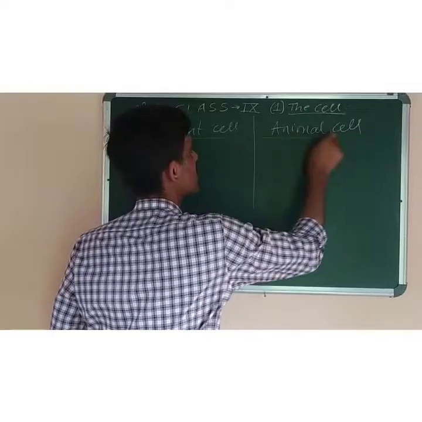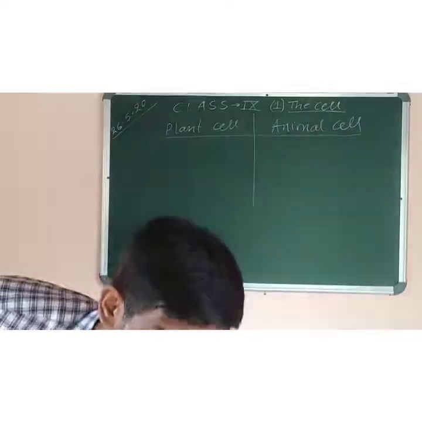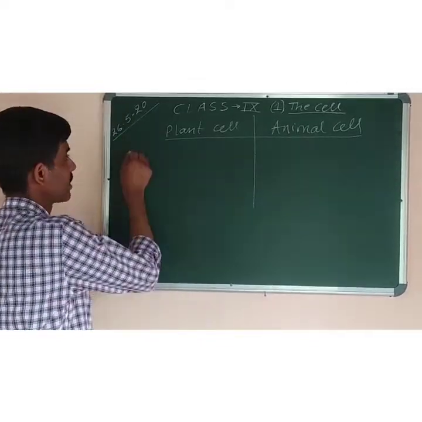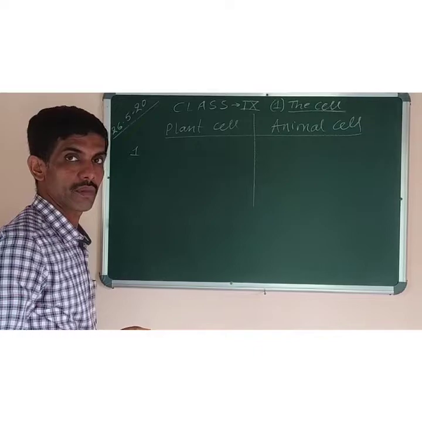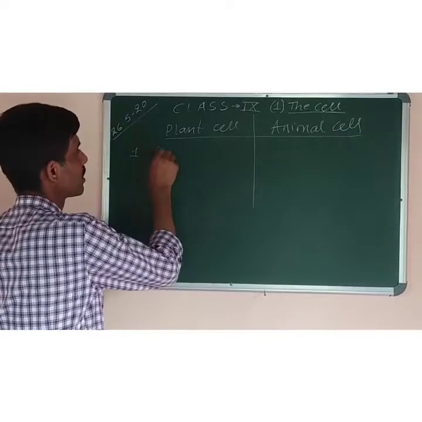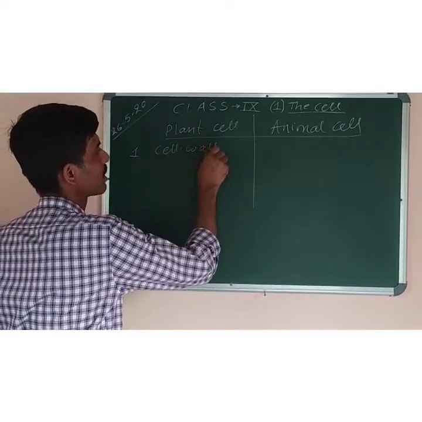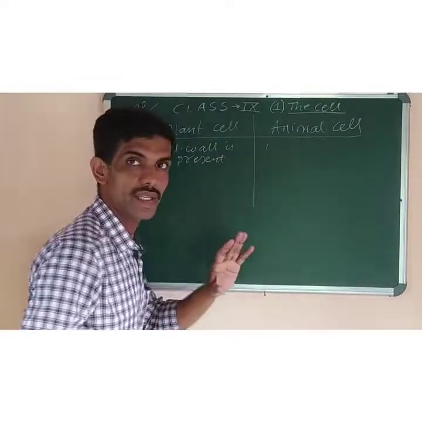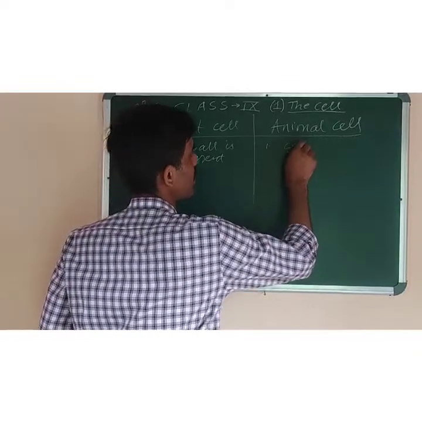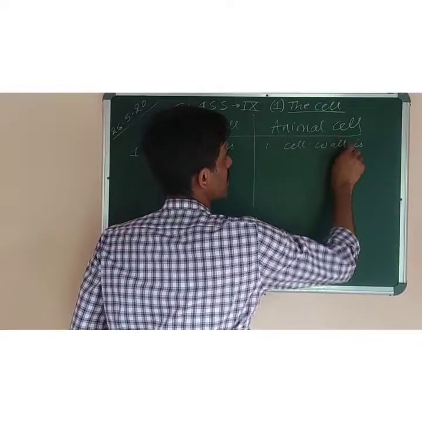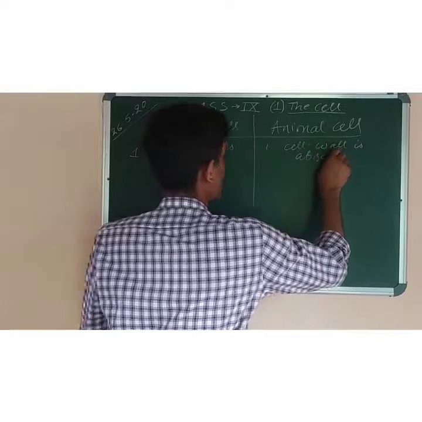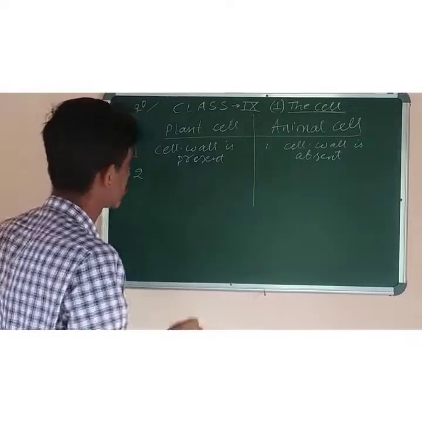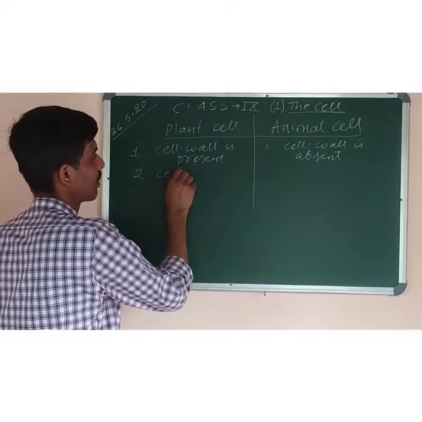In your syllabus the differences are asked, and only 4 topics are needed. What are they? Cell wall, centrosome, vacuoles and plastid. So first one is cell wall. Plant cell contains cell wall, so here you can write cell wall is present. Animal cells, is there any cell wall? No. So cell wall is absent. And the second difference which we have to learn, we have the vacuoles also in the syllabus, centrosome. Only 4 references given.